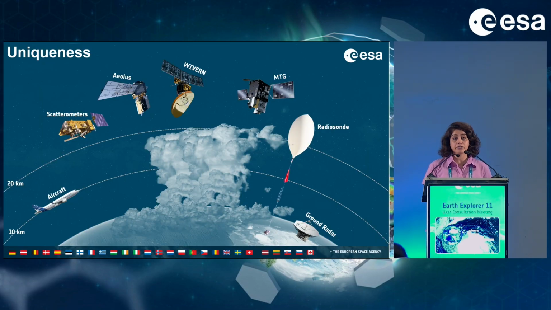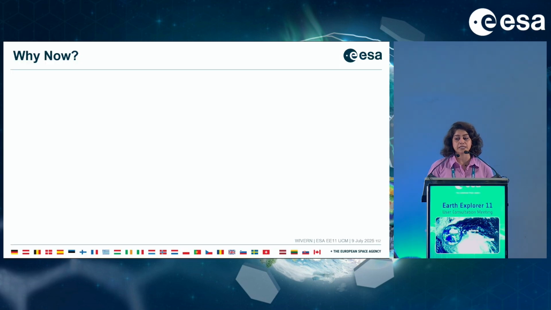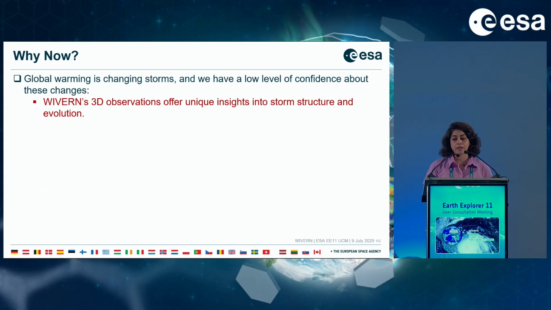As you already saw in the previous science part, WIVERN is unique because it is the only mission that provides data inside the metabolism of the cloud system, inside the clouds' engine, and all of its measurements complement the measurements of the other observing systems. I conclude with this slide. Why now? Global warming is changing storms, and we have a low level of confidence about these changes. WIVERN provides insight into these changes in response to the climate.